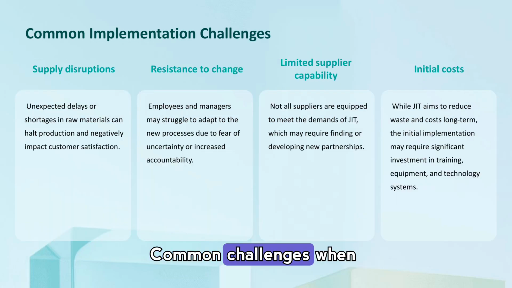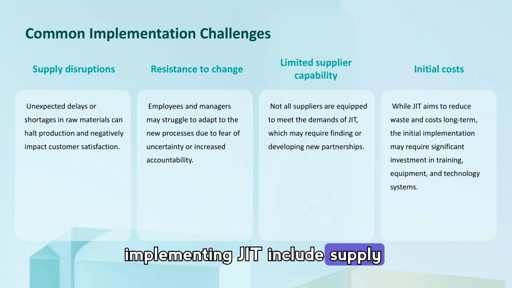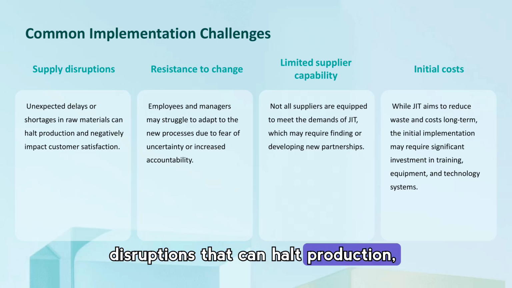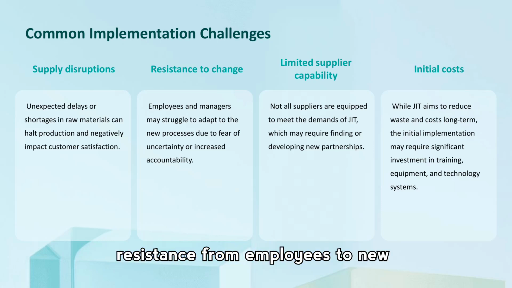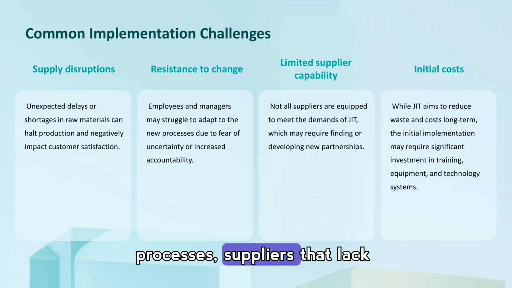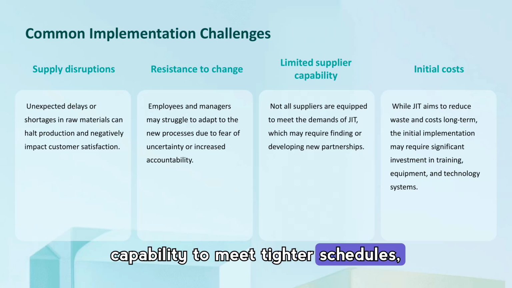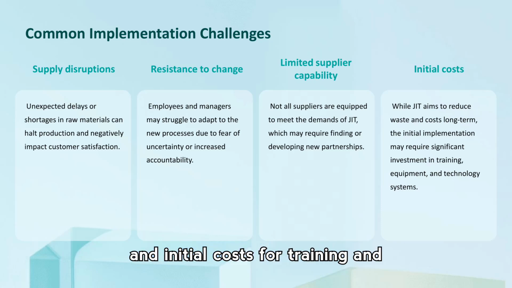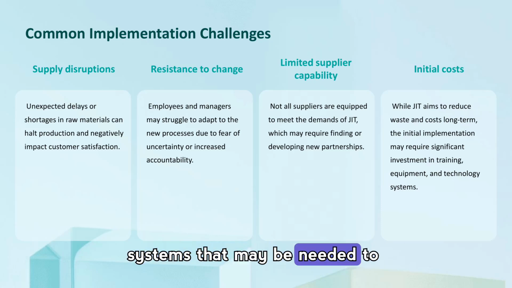Common challenges when implementing JIT include supply disruptions that can halt production, resistance from employees to new processes, suppliers that lack capability to meet tighter schedules, and initial costs for training and systems that may be needed to support the change.